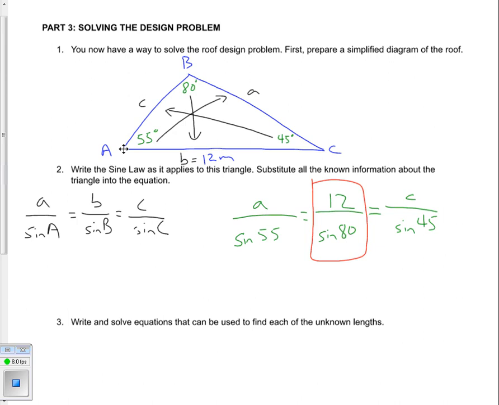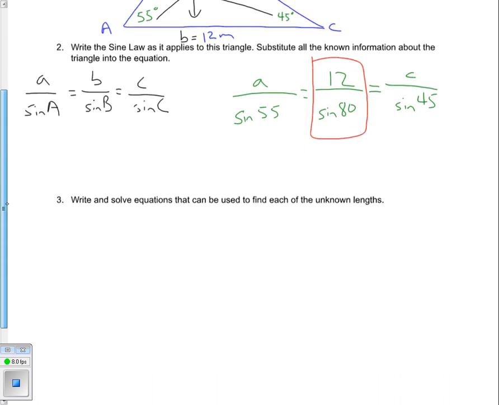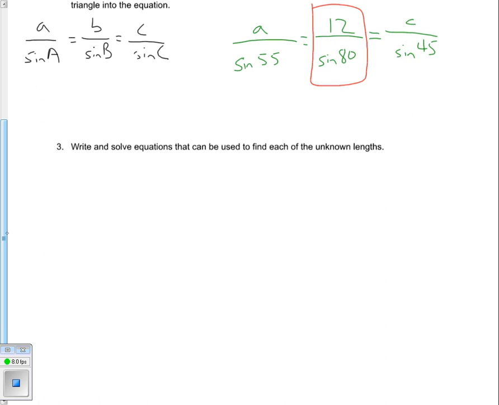So if we move down to part C here, we're going to write and solve these equations for each of these unknown lengths. So let's solve for side length A. Okay, so side A. We know that A divided by sine of 55 degrees is equal to 12 divided by sine of 80 degrees.